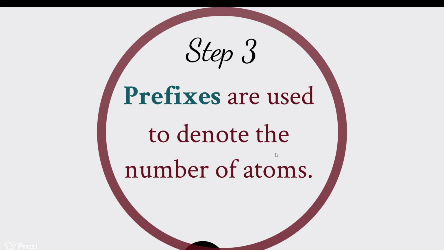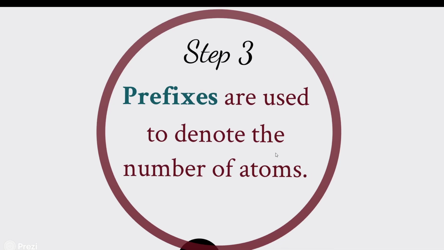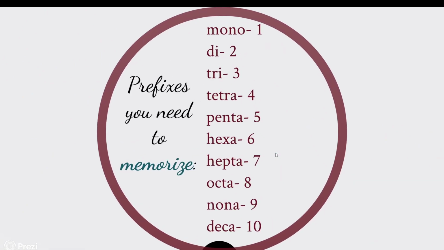All right? And so this type of random coming together is why we have to specify in covalent compounds how many of each element there are. Now, these are the prefixes that you're going to need to memorize. Mono for 1, di for 2, tri for 3, tetra for 4, penta for 5, hexa for 6, hepta for 7, octa for 8, nona for 9, deca for 10.